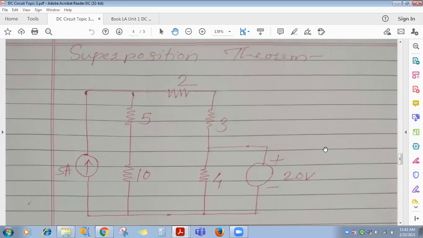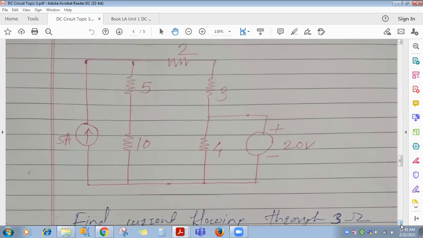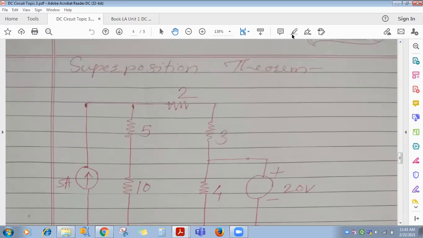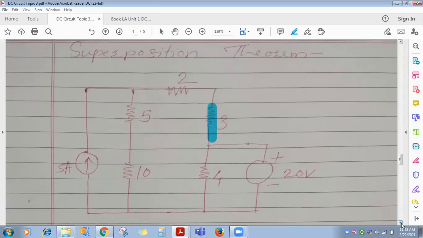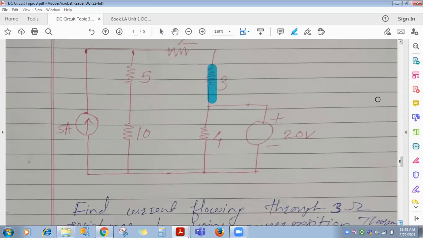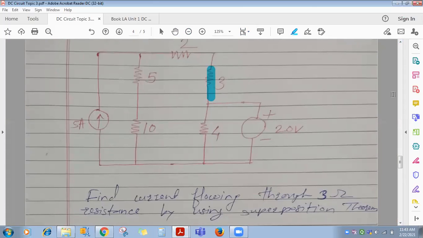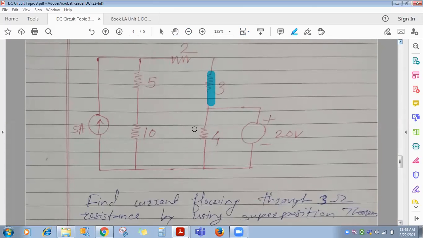Can we go for superposition now? Next topic. Yes, ma'am. Okay. So superposition theorem. Here the question is asked like this: applying superposition theorem, find the current flowing through the 3 ohm resistance. This 3 ohm resistance is given in the circuit, and you don't have any choice. Directly they mention in the exam that using superposition theorem, find the current flowing through the 3 ohm resistance.